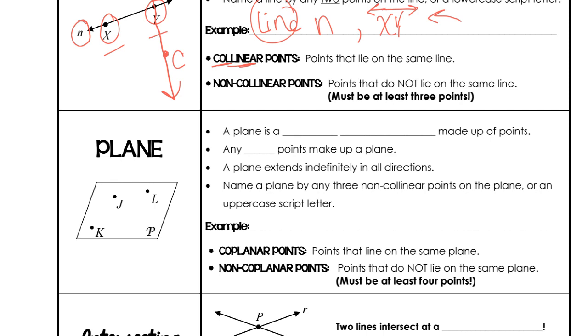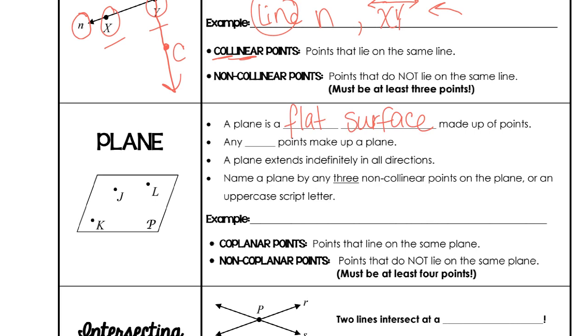Now let's talk about a plane. A plane is a flat surface made up of points. Think of it as your sheet of paper that you have. And you need at least 3 points to make a plane. A plane extends indefinitely in all directions, okay? And we name a plane by any 3 non-collinear points on the plane, okay?